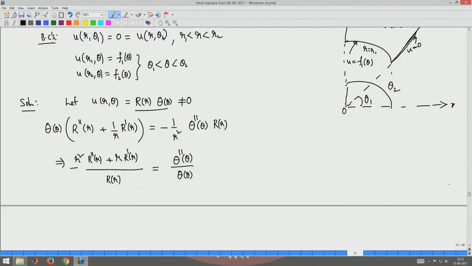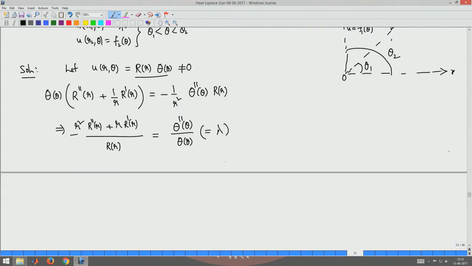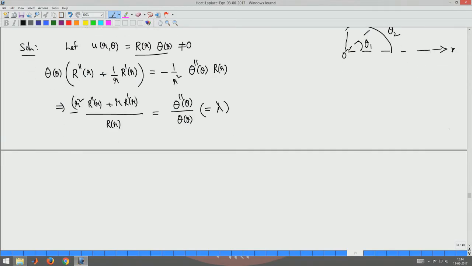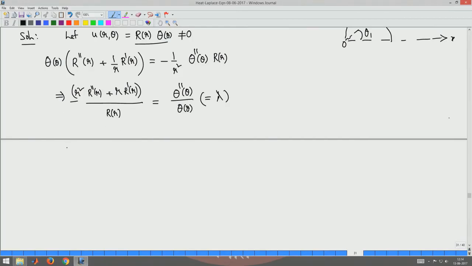Now, the left hand side is a function of r, and the right hand side is a function of θ. So, it should be constant, because two independent variables cannot be the same as functions unless those expressions are constant. So, the Laplace equation becomes two ordinary differential equations. One is r² R''(r) plus r R'(r) plus λ R(r) equal to 0. This is the Euler-Cauchy equation, with r between R1 and R2. And for θ, Θ''(θ) minus λ Θ(θ) equal to 0.